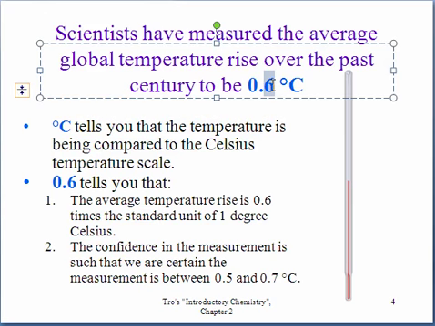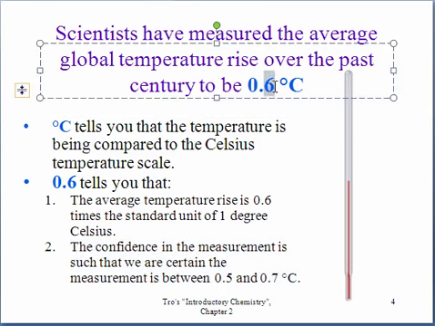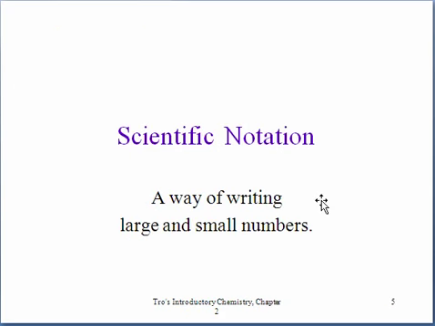And our last digit lets us know the uncertainty of our measurement, and this tells us that our device is such that we know that the actual rise is going to be somewhere between 0.5 and 0.7 degrees Celsius. Notice that that's plus or minus 1 of the last place value of this measurement. We will talk in more detail about certainty and uncertainty and how to determine it. What we're going to do now is focus on the number part of measurements.